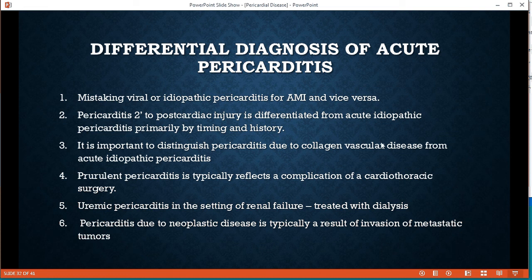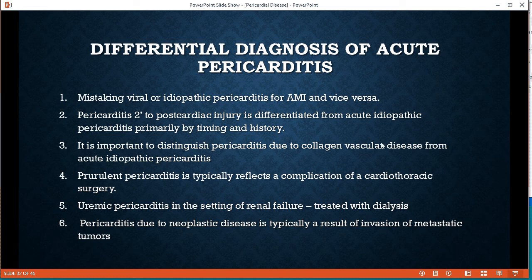Purulent pericarditis typically reflects a complication of cardiothoracic surgery. A lot of times, unless you have just this translocated bacterial infection, if somebody's had cardiothoracic surgery, and that's going to be in the history, and they have some type of purulent fluid coming from their pericardium when a pericardiocentesis is performed, then you can pretty much relate that there was probably some infectious complication that occurred.